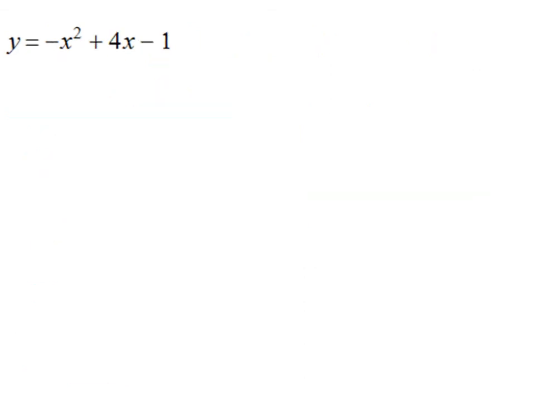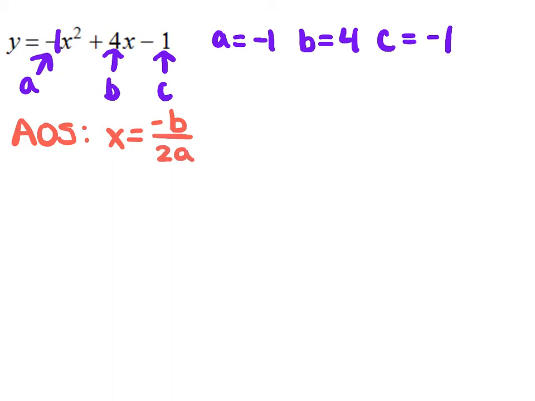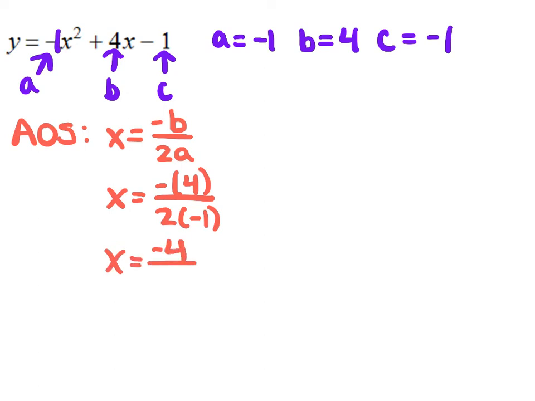For our next example, again, we want to identify the value of a, b, and c. So whatever is in front of x squared is a, in front of x is b, and the last number is c. So a equals negative 1, b equals 4, and c equals negative 1. Now the axis of symmetry, we said before, is x equals negative b over 2a. So if we substitute, we have x equals negative times 4 over 2 times negative 1. If I multiply, you'll get negative 4 over negative 2. And that simplifies to give us x equals 2.